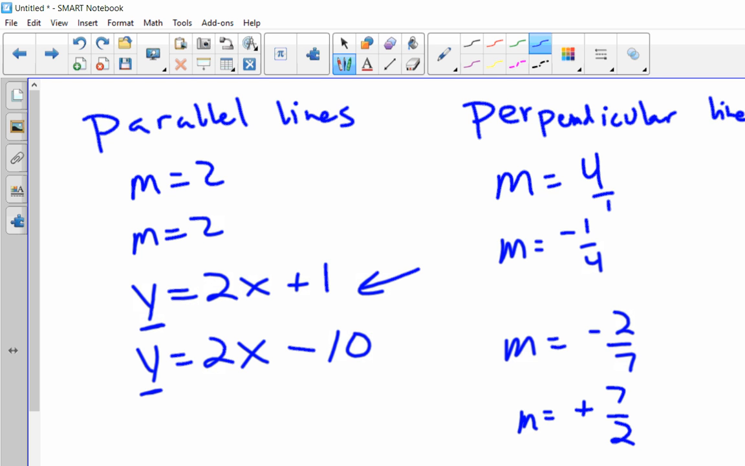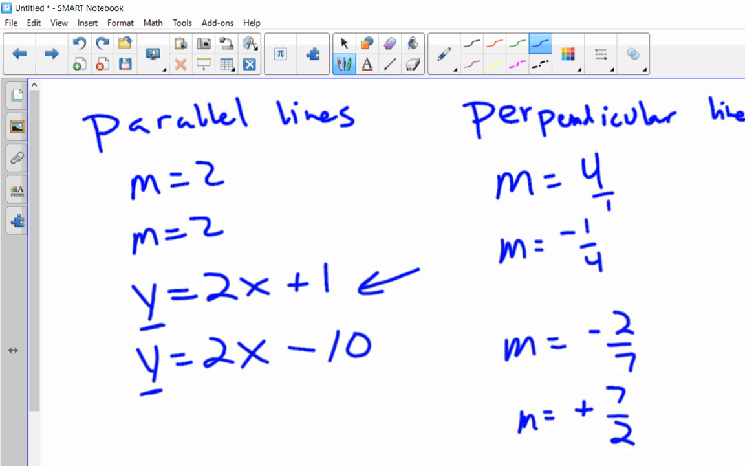Okay, so when you're asked, hey, are these slopes perpendicular? Well, they have to be different signs, and they got to be flipped. Okay, and then sometimes you have to do that yourself. We'll give you a couple of equations. They'll say, hey, are these perpendicular?